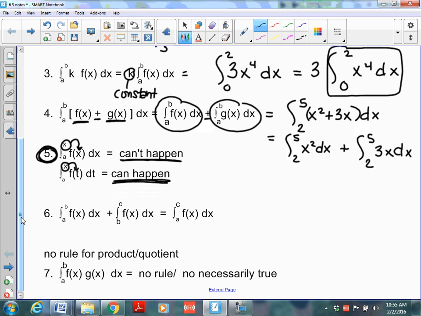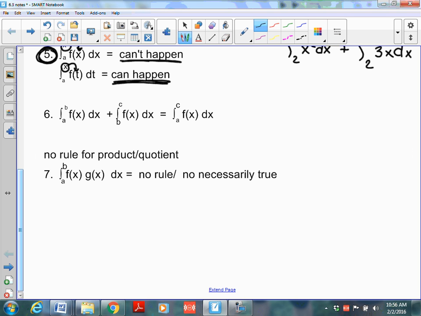Okay, number 6 is really important, and I'm just going to do the explaining. So let's say you integrate from 1 to 2 some function, and then you integrate again from 2 to 5 the same function. Wouldn't it just be easier, instead of integrating from 1 to 2 and then again from 2 to 5, to just integrate from 1 to 5? So basically that's what this says. If you integrate from 1 to 2 and then you integrate again from 2 to 5, why don't you just integrate from 1 to 5?